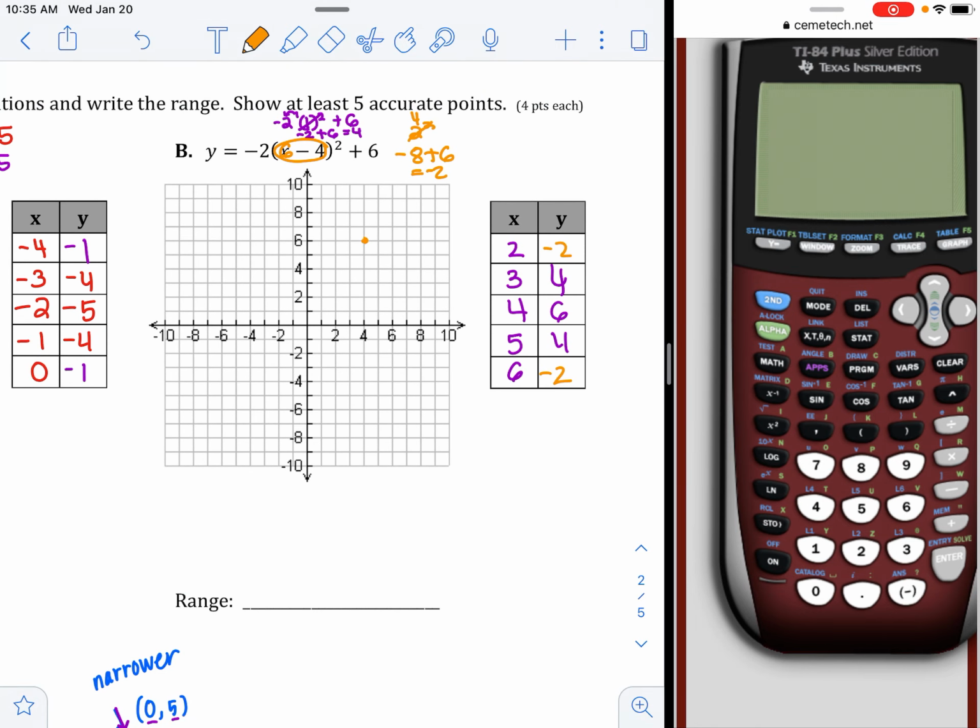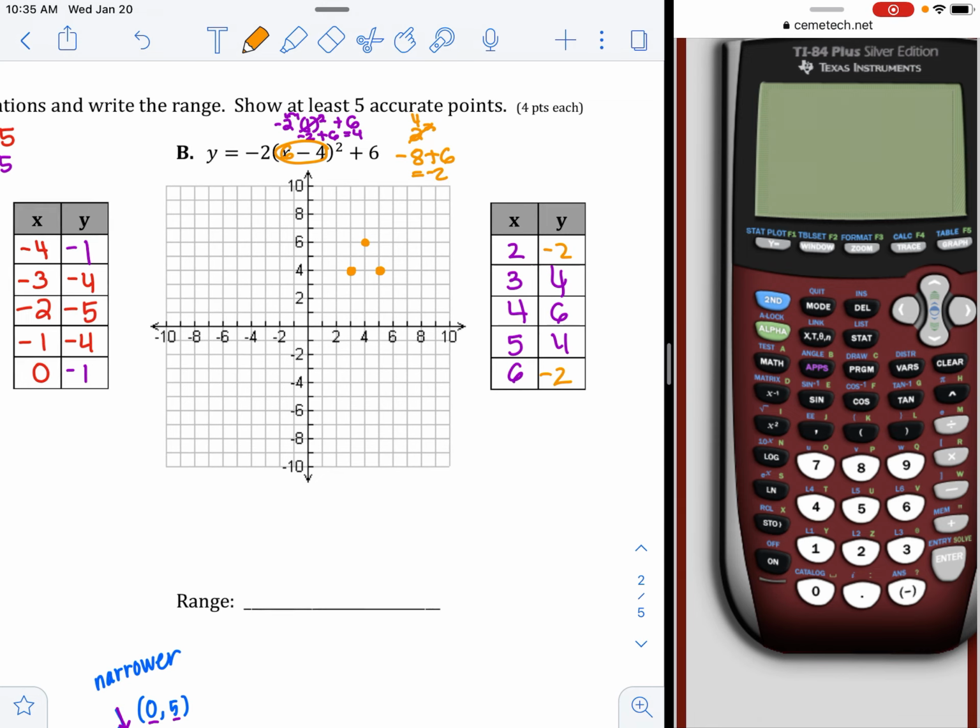I have 4, 6, 3, 4, and 5, 4, and then 6, -2, and 2, -2. So here's my downward facing parabola. Now I need to do the range. Remember, lowest first, lowest, highest. So lowest is an arrow pointing downward, which it's infinitely forever in the negatives. And then the highest it goes is 6. Parentheses on the infinity, bracket on the 6.